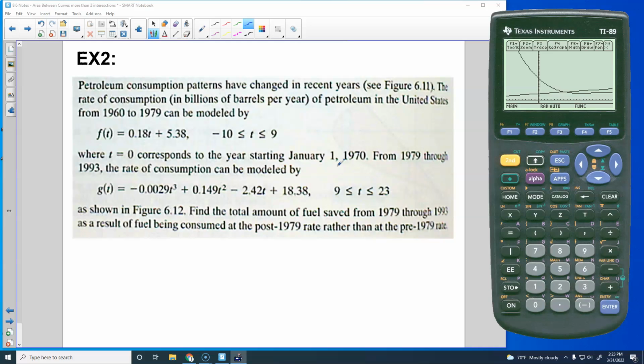I went negative 10 to 23 on the x-axis and negative 2 to 40. We are mostly concerned with positive 9 to 23, because at positive 9, that would be the year 1979.